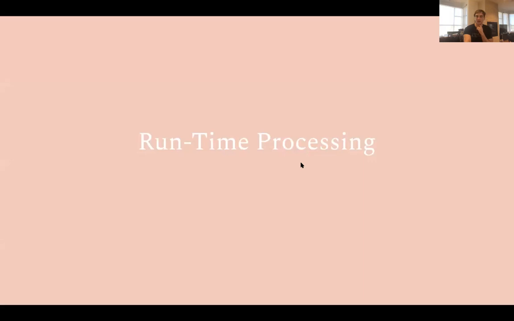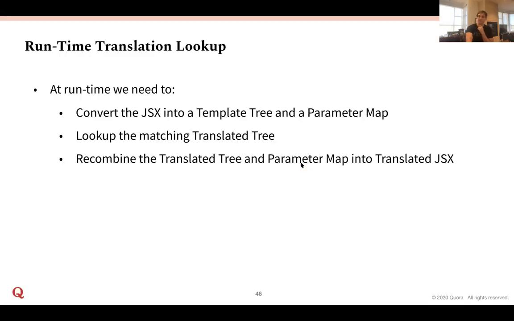All right, so now I'm going to talk about how exactly we generate these node trees at runtime. There are basically 3 different steps that we need to do at runtime. First is that conversion there, where we have the JSX, which developers have written, and we need to turn it into some template tree and the matching parameter map for the variables that are passed in. Then we need to look up the matching translated tree. We do this using the hash and the LID that I mentioned before. And then we need to recombine that translated tree with the parameter map that we generated before into translated JSX that we can then pass on to React to render as it would any normal components.